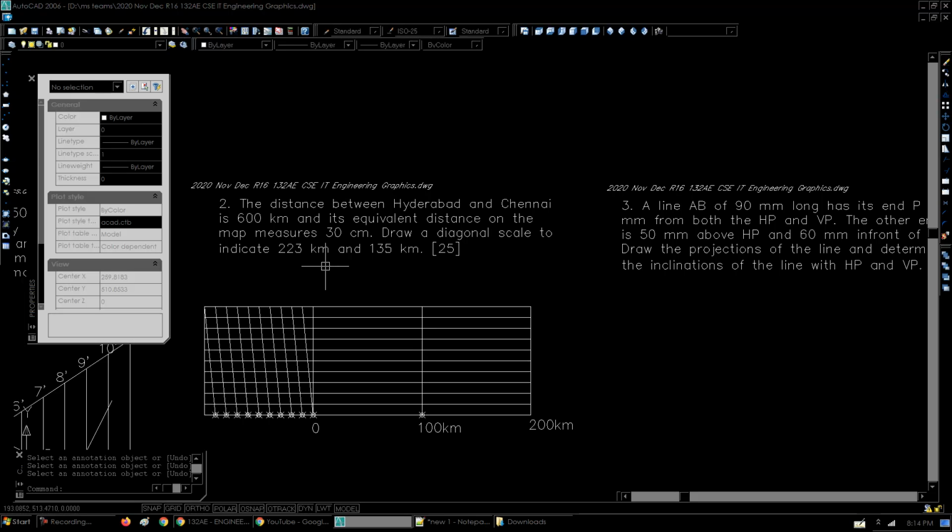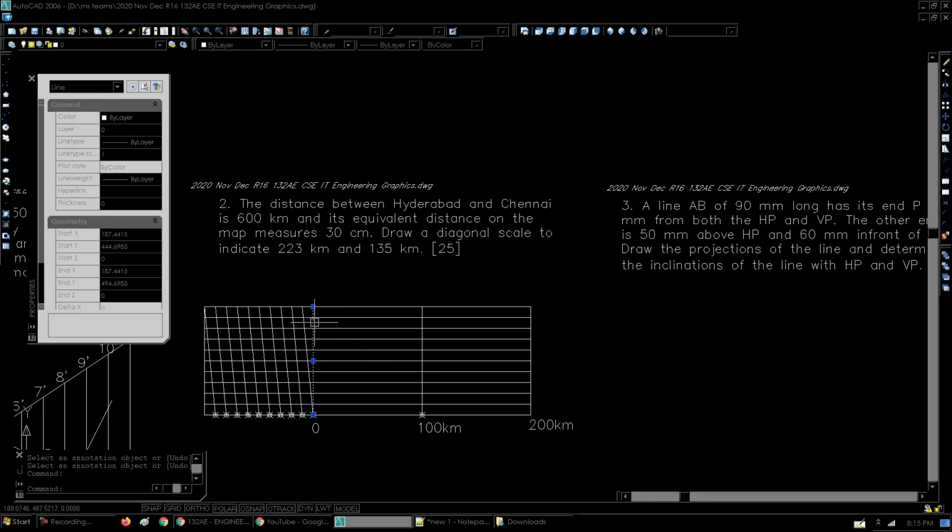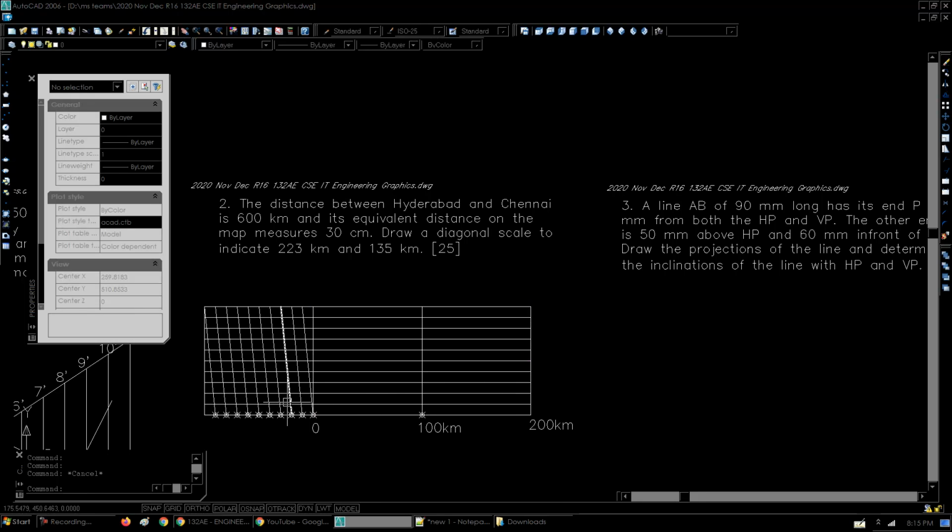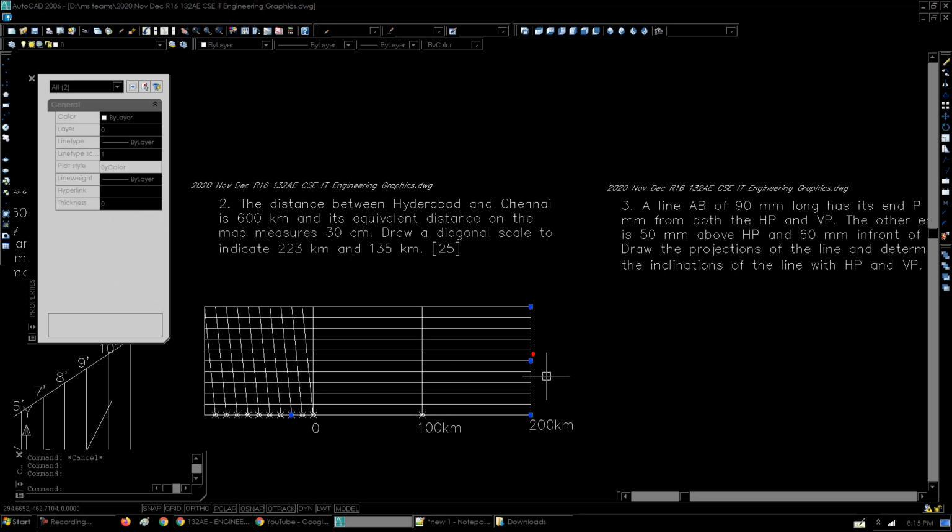So what if you want to measure a distance of 223? We have to take it in divisions of 200, 20 and 3. So how to get 200? It's very easy. The distance between these two vertical lines is exactly 200 kilometers. Now going back by 2 subdivisions, the distance between this point here and this line over here is 220 kilometers.